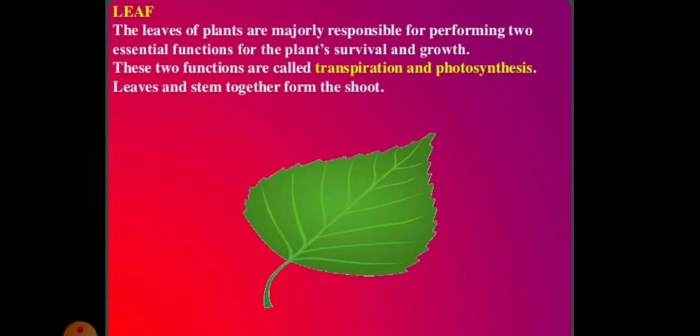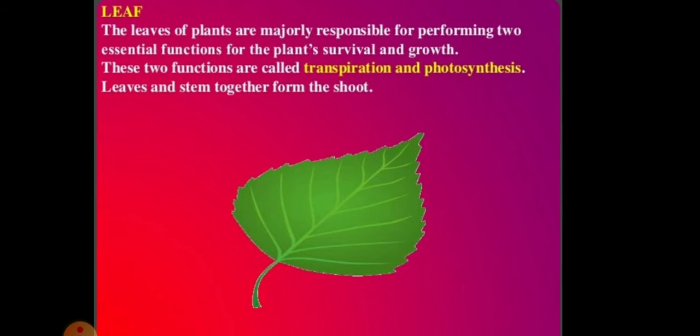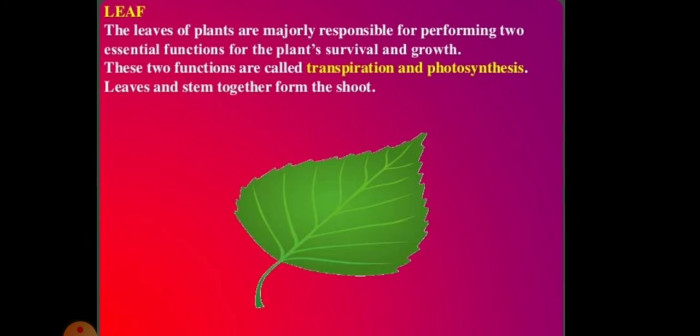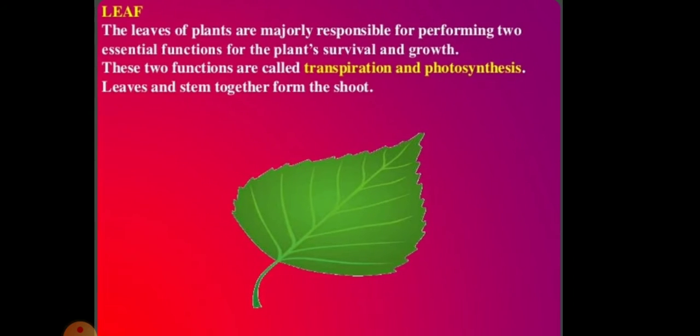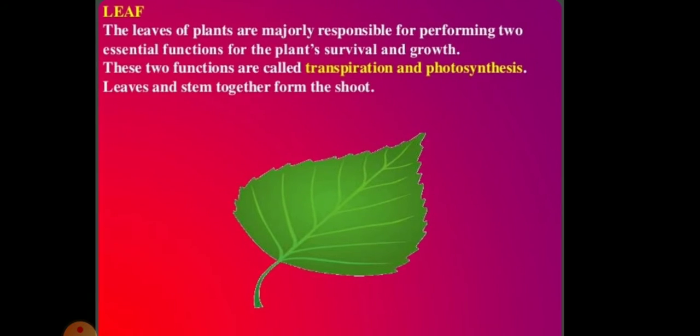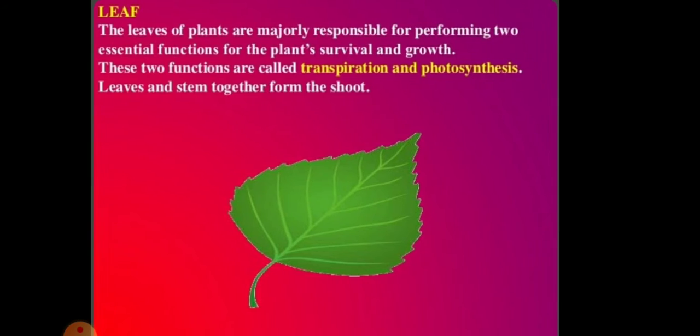Children, the other important part is the leaf. The leaves of the plants are majorly responsible for performing two essential functions for the plants: survival and growth. These two functions are called transpiration and photosynthesis. The leaves and the stem together form the shoot.